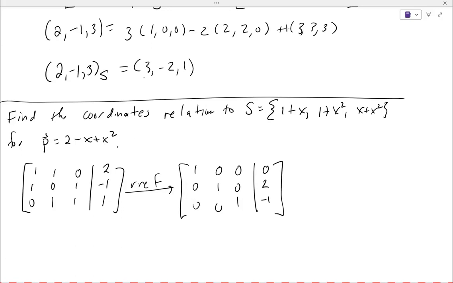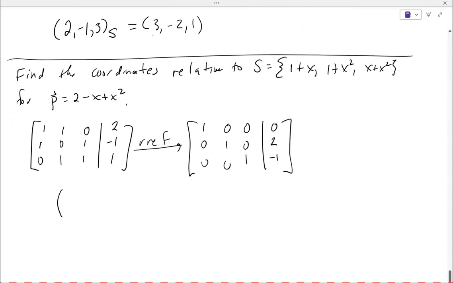All right. So again, in the notation here, I take whatever the vector is, put it in parentheses, and then write the subscript here. That's just the notation we're going to use for this. And again, we will write this as coordinates. First coordinate we'll use is 0. Second one will be 2. Last one will be negative 1.